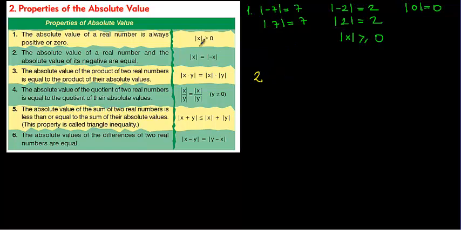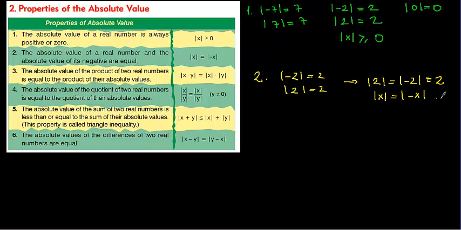Or I can write for the second one, absolute value of minus 2 is equal to 2, absolute value of 2 is equal to 2, which means absolute value of 2 and absolute value of minus 2 are equal to 2, which means absolute value of x and absolute value of minus x are equal to each other.